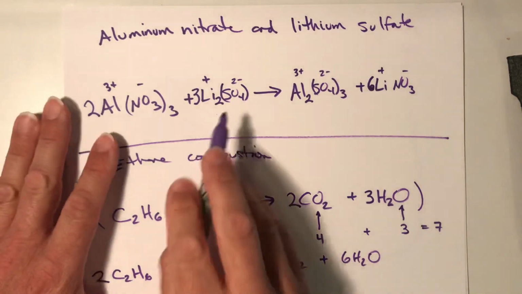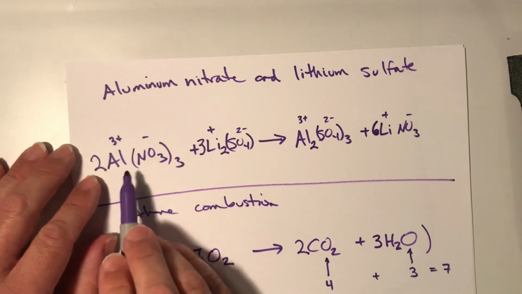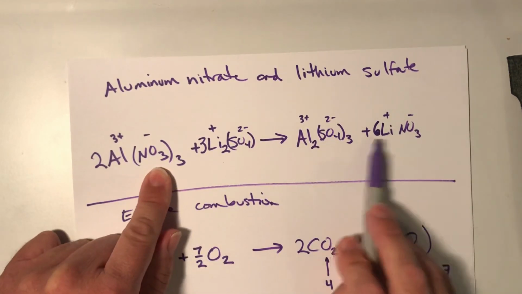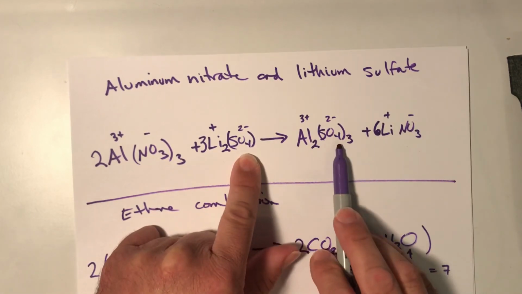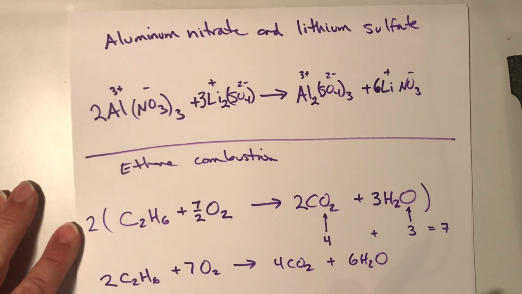You can do the same thing back up here in our reaction involving ionic compounds and just double check. 2 aluminum, 2 aluminum. 6 nitrates, 6 nitrates. 6 lithiums, 6 lithiums. 3 sulfates, 3 sulfates. It's always best to double check these at the end to make sure that you've got the right answer.